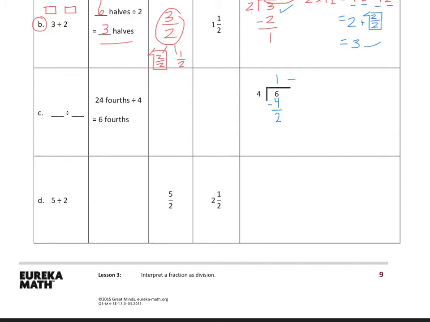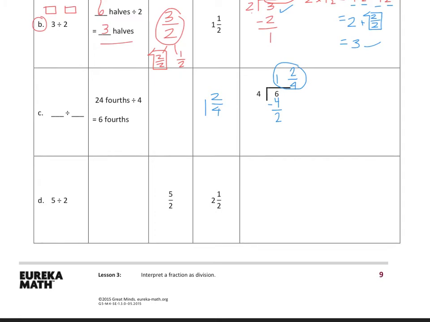Well, that's going to become a fraction now. The remainder is now going to be our numerator, and our denominator is going to be the divisor of 4. So here is our answer, 1 and 2/4. So that's the mixed number. We can write it in this column right here, 1 and 2/4.